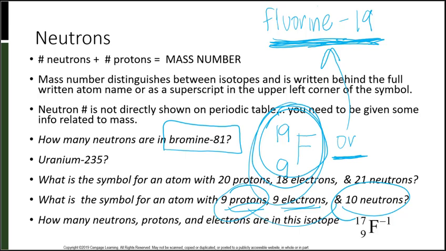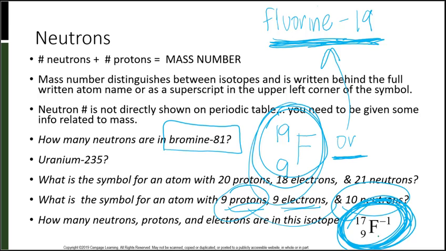Okay, why don't you tell me how many neutrons, protons, and electrons are in this isotope of fluorine? So take a second, pause the video, and tell me how many protons, neutrons, and electrons are in that isotope and ion. Okay, hopefully you found this out.